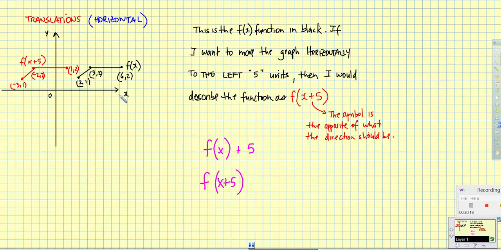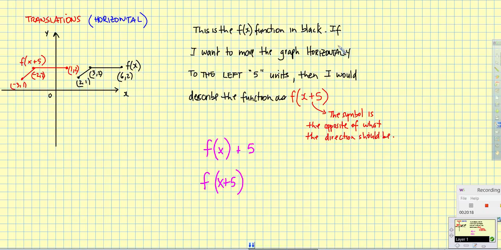So if I look at it, I see that my point (3, 2) has become (negative 2, 2), and (2, 1) has gone to (negative 3, 1), and (6, 2) has gone to (1, 2). So what appears to be happening is that the x values are now being affected, in that what's changing is my x values and not my y values.